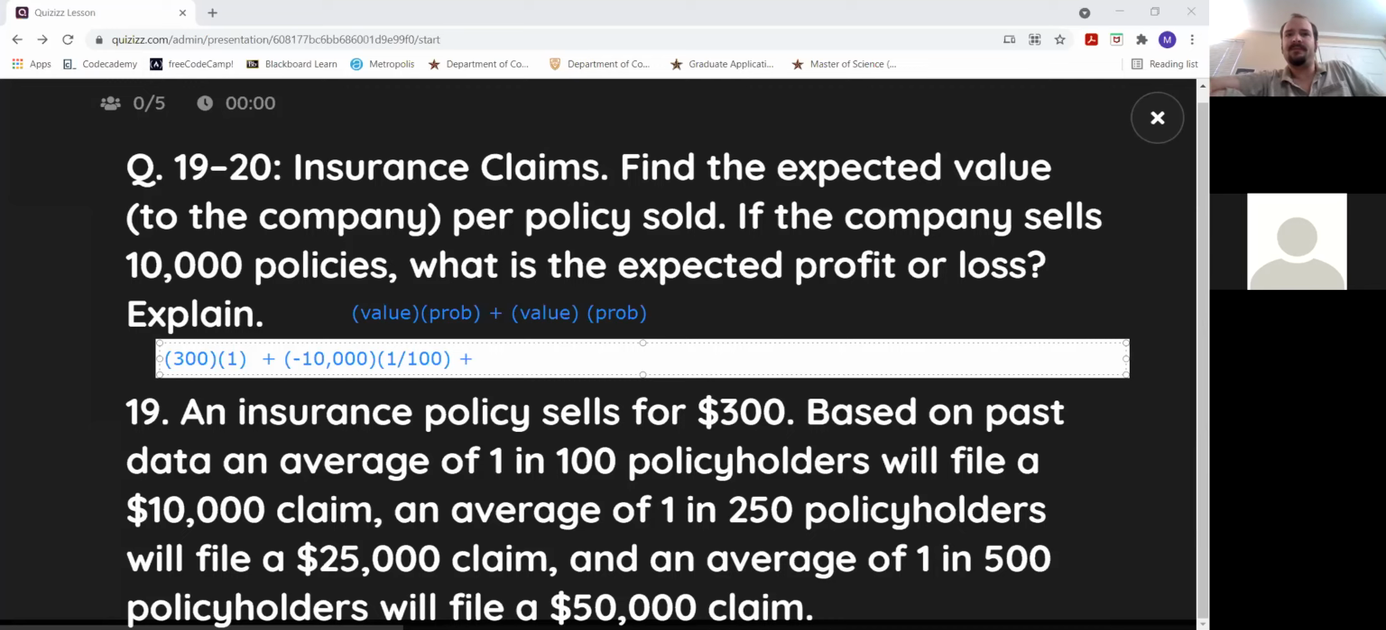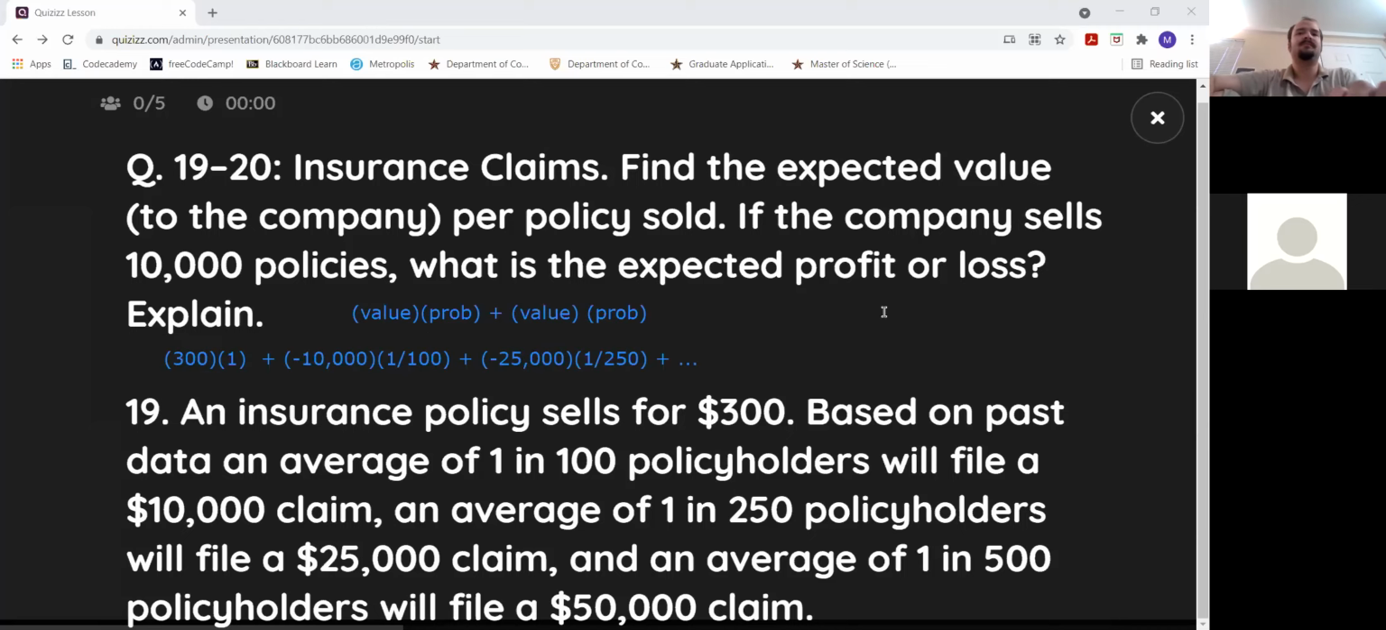What am I doing next? 25,000. So there is a chance I might have to pay out 25,000. And the chance I might have to pay that out is 1 in 250. And so I think there's one more I have to do. So I've got to write something about this 50K. There's a 1 in 500 chance they might have to pay that out. I'll let you finish that last little tidbit. So there's one more thing to put in there.